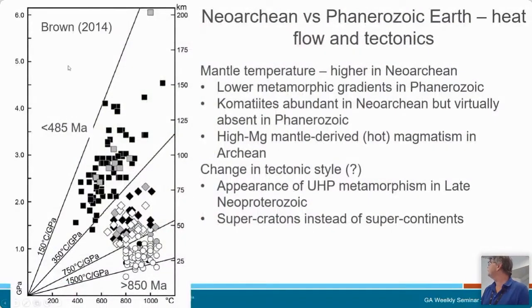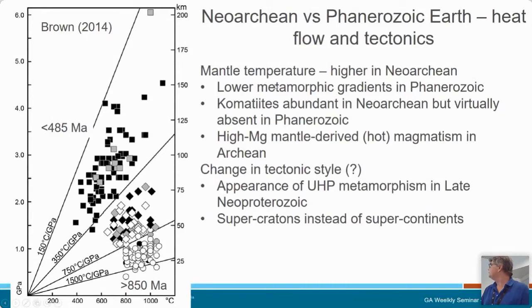This slide is comparing Neo-Archean versus Phanerozoic Earth, the heat flow and tectonics. The diagram you see over here is from Mike Brown, and what it illustrates is the temperature and pressure of metamorphism. The white colored dots here are older, about 850 million years, whereas the black dots are younger, about 485 million years, and the blue-gray dots are somewhere in between. You can see there's a change in the thermal characteristics of metamorphism over time, and that relates to a change in the thermal gradients.